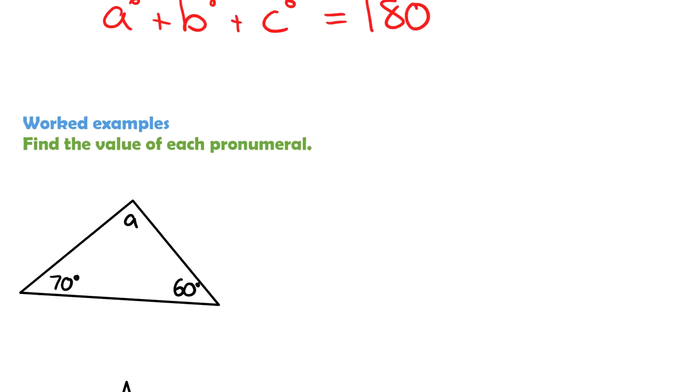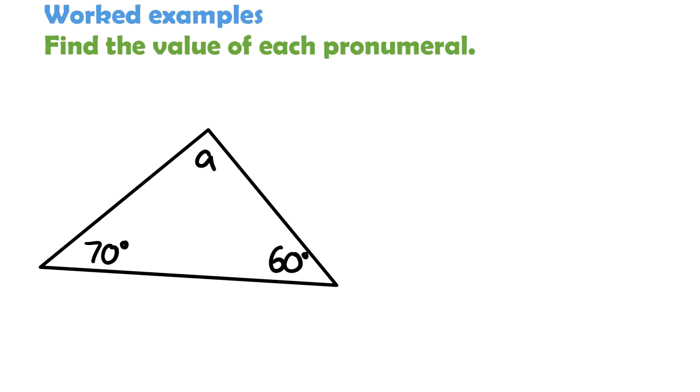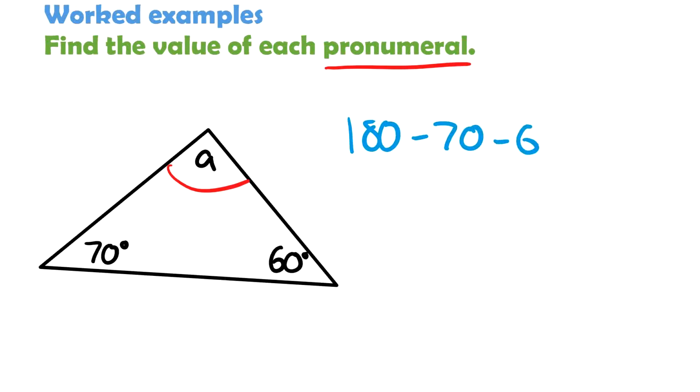So we're going to look at some examples here and how we use it. On your screen here we have a triangle and we have a pronumeral. Remember, pronumeral just means a letter, and in this case our letter is A, up here, and we need to find that value. Now there's two ways to go about solving this type of question. There's the straight up one where we know all the angles add up to 180. So if I wanted to find what A is, I could simply go 180, take away 70, take away 60, and that equals 50 degrees. So I know that A is going to equal 50 degrees.